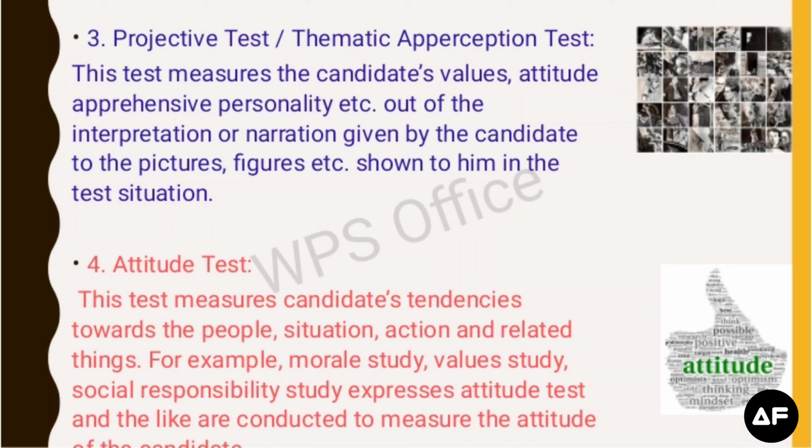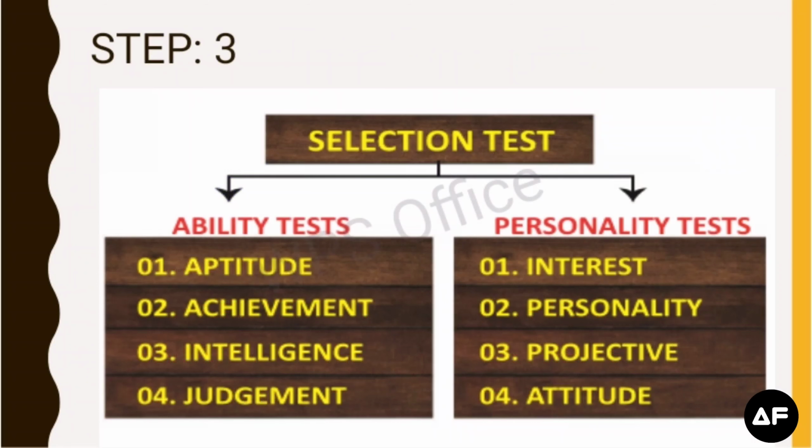Next is the attitude test. The candidate's tendency towards people, situations, public, etc. is measured. The moral study, the social responsibility, etc., which is shown by the candidate, shows his attitude towards the people and situations in the organization. Hence, these are the total tests which are performed on the candidate in order to select him.